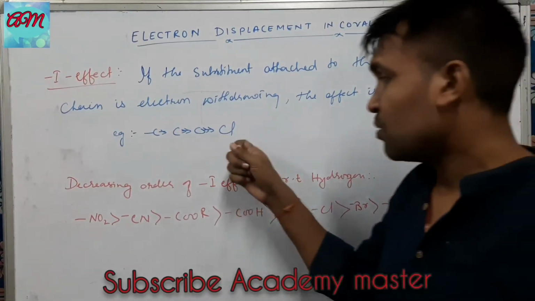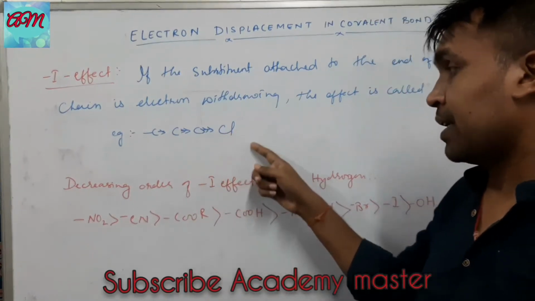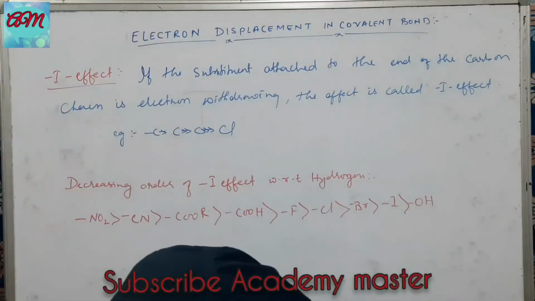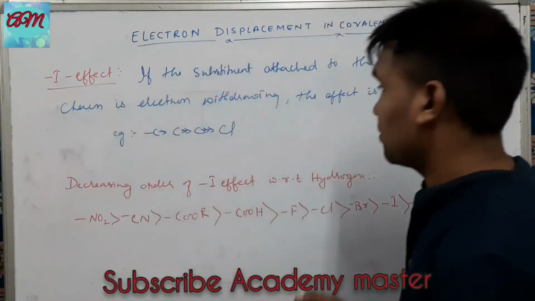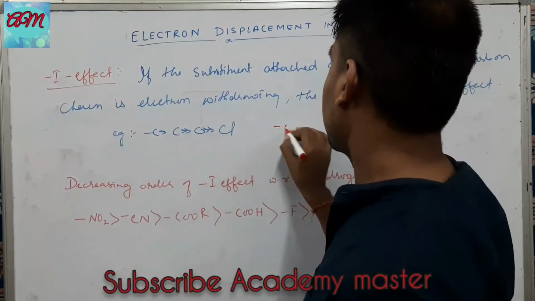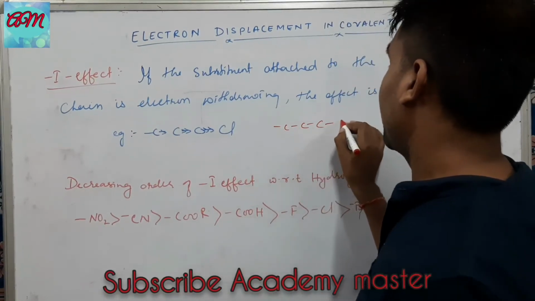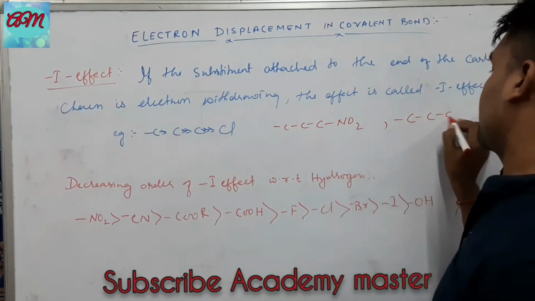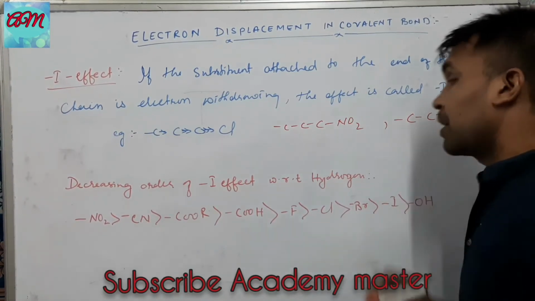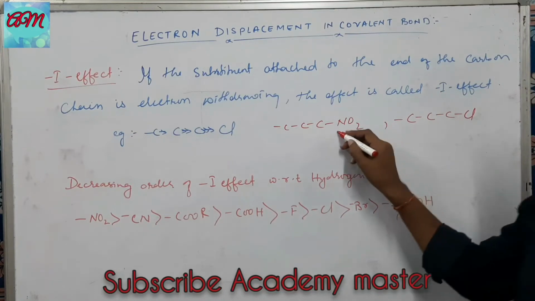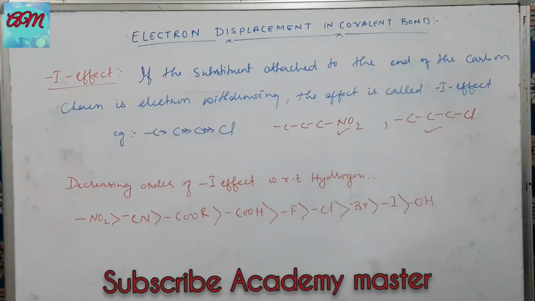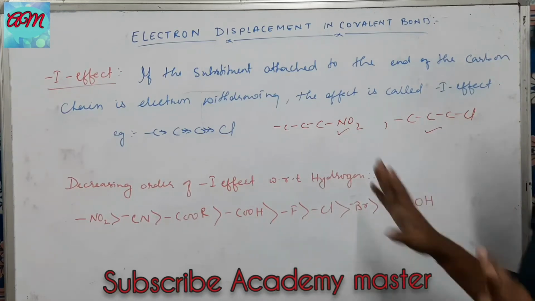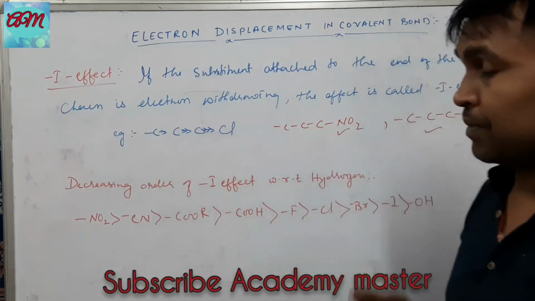Suppose instead of Cl, here it is NO2. I just want to share one example. Suppose here it is C, and here it is given NO2, and another one is C, and here it is given Cl. Now if you are asked, both have minus I effect, right? Because this is also an electron withdrawing group, and this is also an electron withdrawing group, so both have minus I effect.